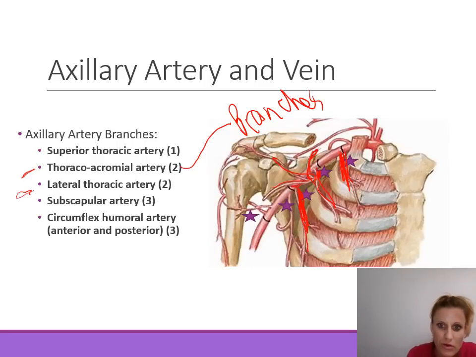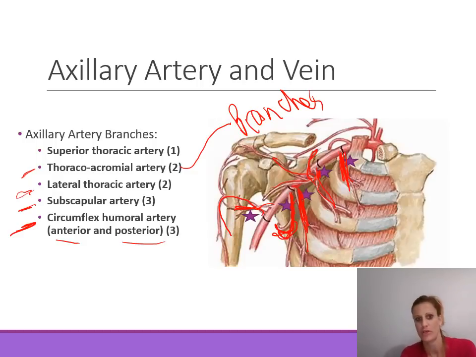The subscapular artery comes from the third region, right here, subscapular, right? You can see it come underneath the scapula. And then the circumflex humeral arteries, there's actually 2 of these, and they circle around the humerus. So there's an anterior circumflex humeral artery, which is coming around the front, and a posterior circumflex humeral artery, which is wrapping around the back of the humerus.